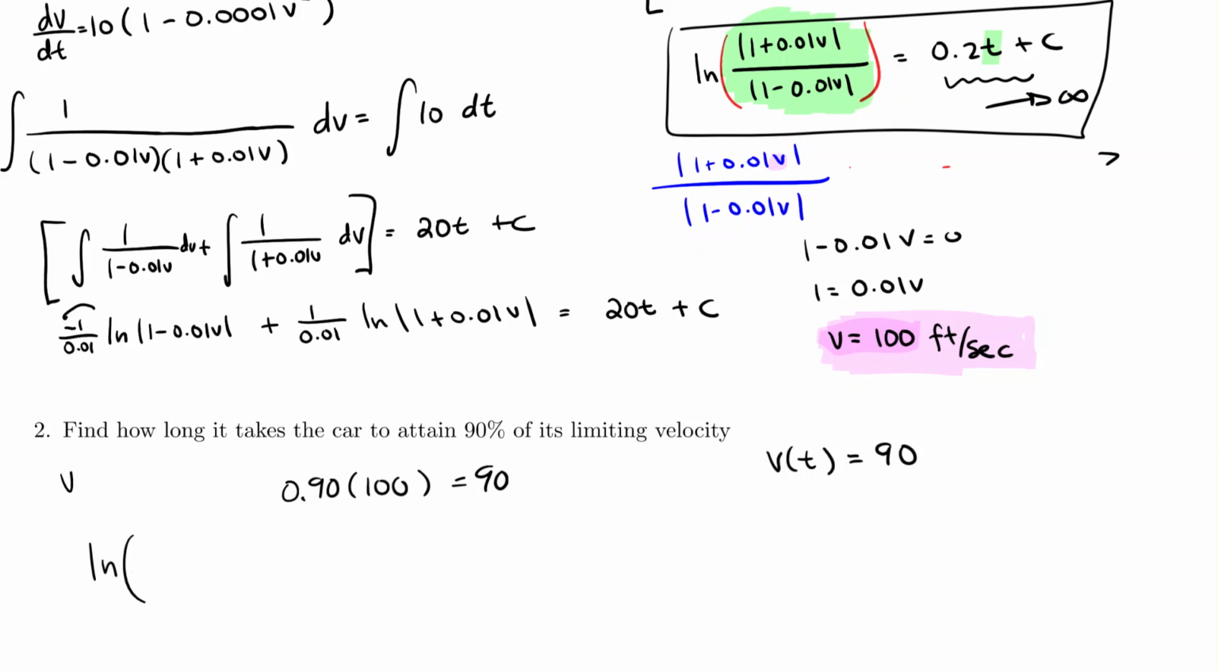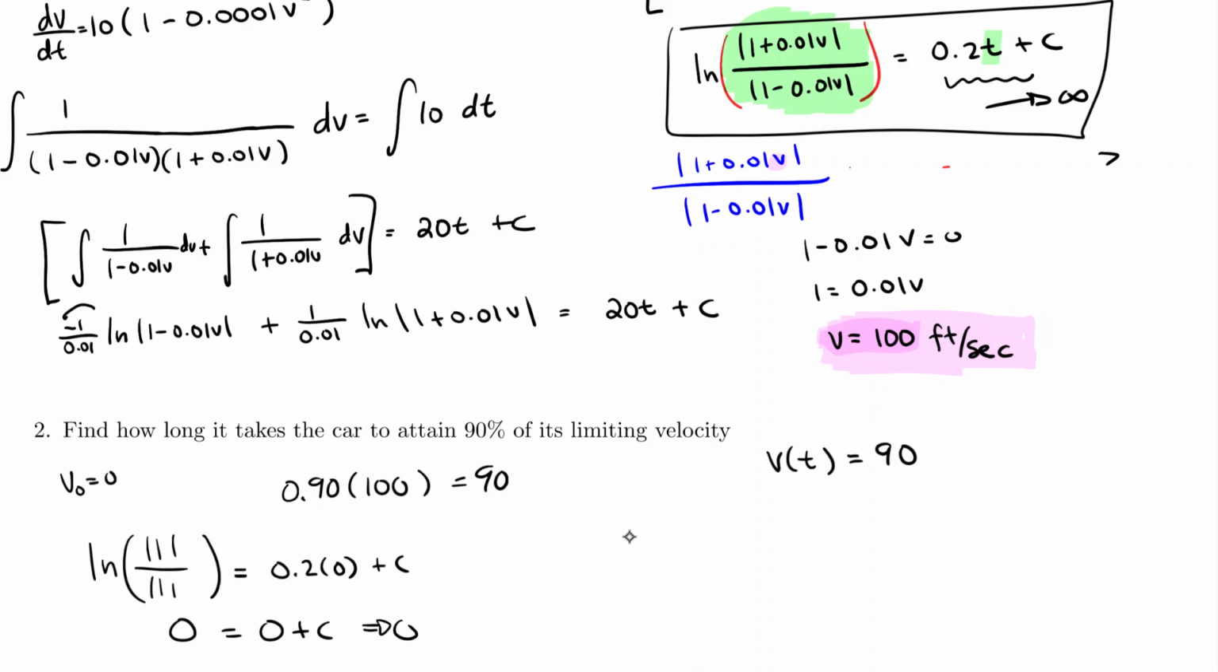So we plug in our initial condition. 1 plus 0 becomes 1. 1 minus 0 is also 1. Now, natural log of 1 is 0, so the left side becomes 0. 0 plus c, we see that c is 0.